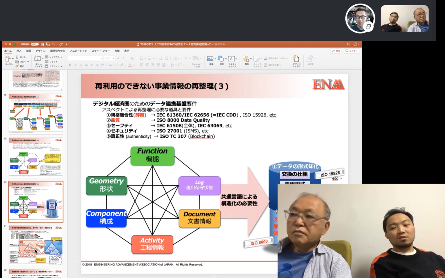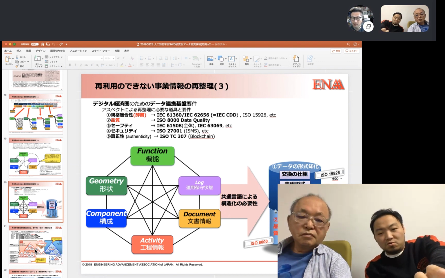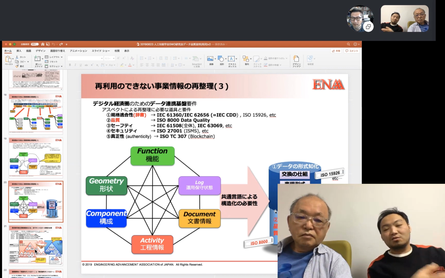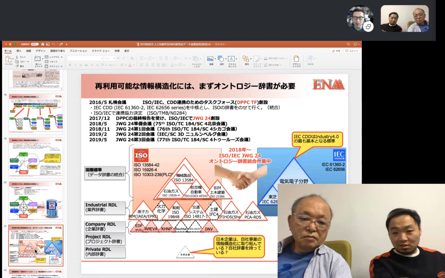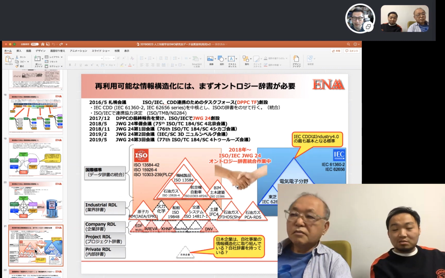How long does it take to finish this merging? Do you have any ideas? Ten years or 15 years or what? Merging the dictionary? Yes. Is it difficult?